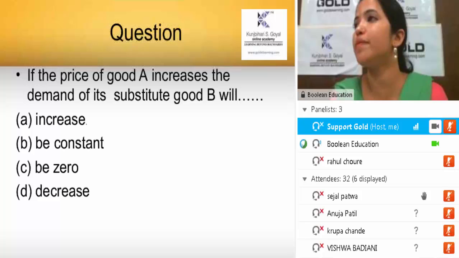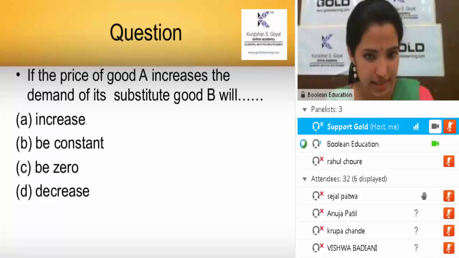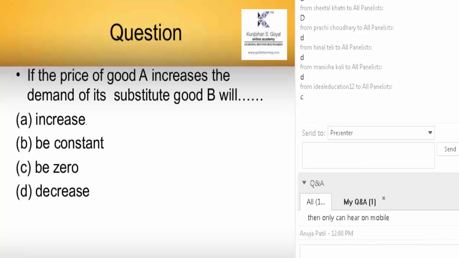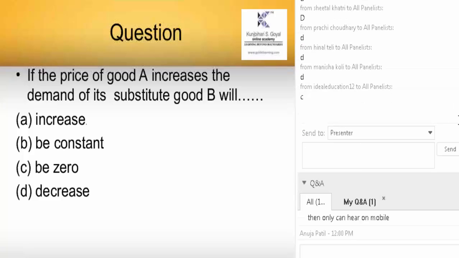Can you answer this for me, everyone? If the price of good A increases, there are two commodities: commodity 1 and commodity B. Okay, if the price of good A increases, the demand for its substitute good. Basically, what we are saying, good A and good B are substitutes of each other. That is, they are tea and coffee. So, अगर tea का price बढ़ गया, what will happen to the demand of B, coffee? That is the question here. Can you answer this for me?